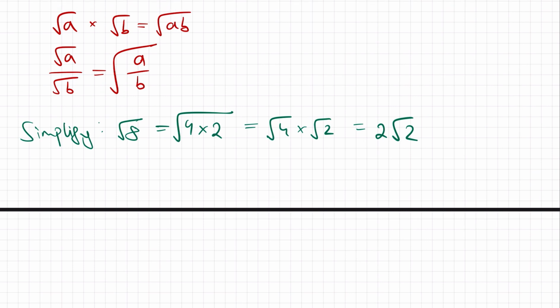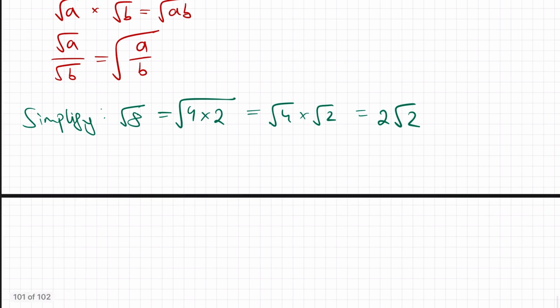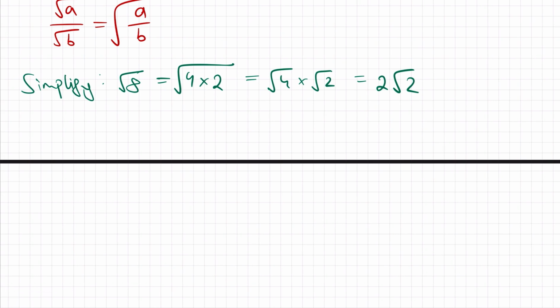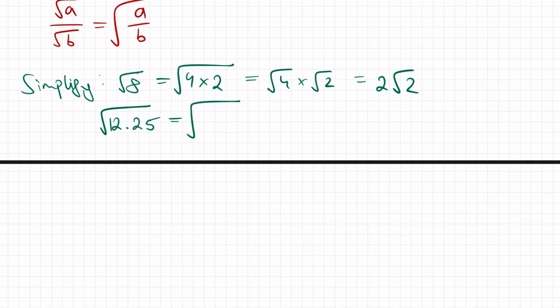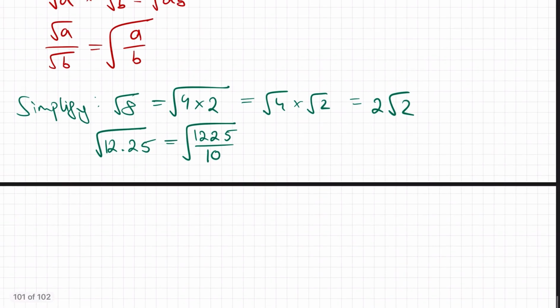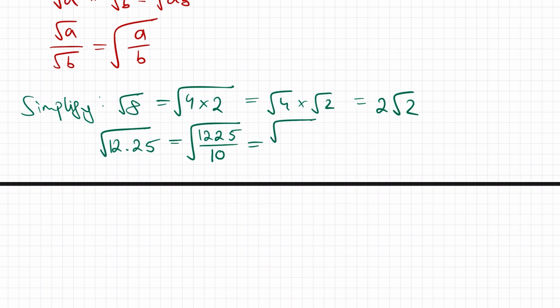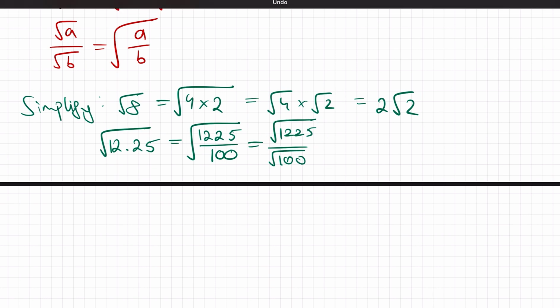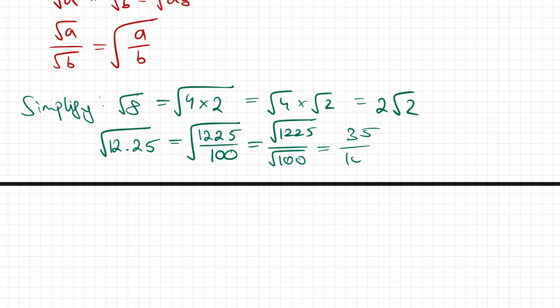Let's do a similar sort of thing. So let's say we had something like root 12.25. So the first thing you want to do is write this as a fraction. So let's set that equal to root, and let me just think what this is going to be. So obviously it's going to be 1225 over 100. And now we can separate this into root 1225 over root 100. And if you know that the root of that is just 35, the root of that is obviously 10, so then we get 35 over 10, which is 3.5. So that's how we simplified that.